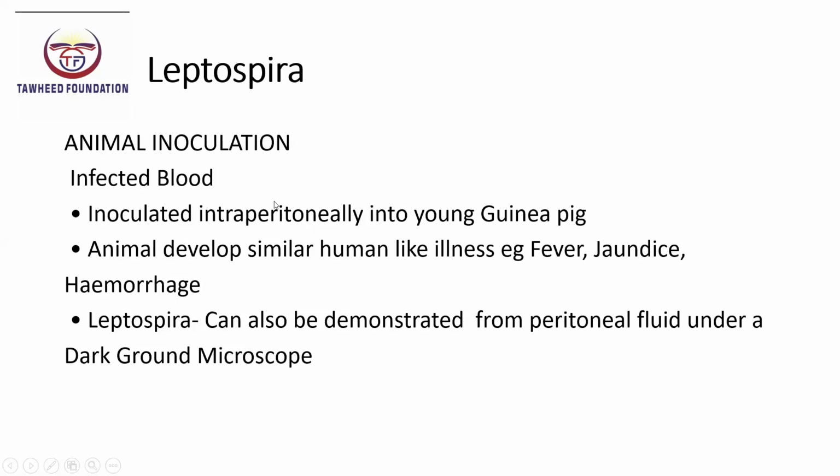Animal inoculation. Historically, guinea pigs were used as experimental models. Patients' blood was injected intraperitoneally and the animals developed human-like illness with fever, jaundice and hemorrhage. Leptospires could then be demonstrated from peritoneal fluid. Though not routinely practiced today, this method highlights the pathogenic potential of the organisms.